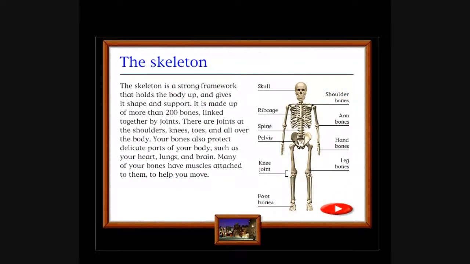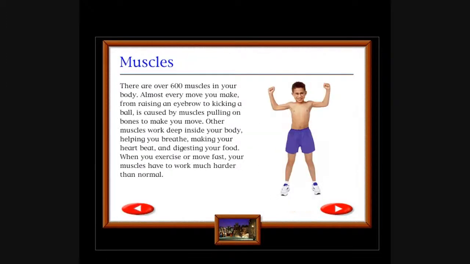The skeleton is a strong framework that holds the body up and gives it shape and support. It is made up of more than 200 bones linked together by joints. There are joints at the shoulders, knees, toes, all over the body. Your bones also protect delicate parts of your body, such as your heart, lungs, brain. Many of your bones have muscles attached to them to help you move. Skull, shoulder bone, rib cage, arm bone, spine, pelvis, hand bone, knee joint, leg bone, foot bone.